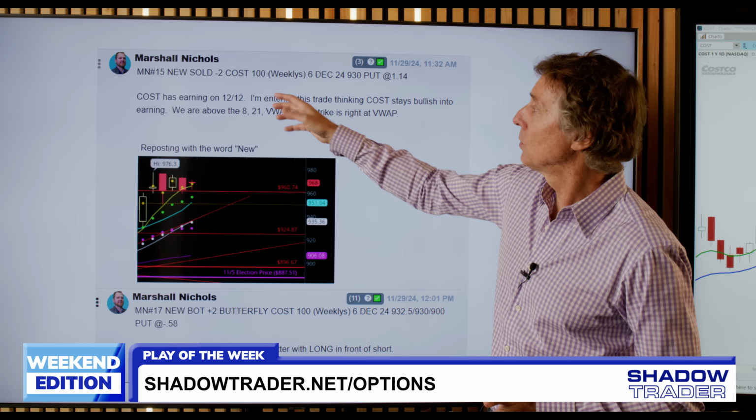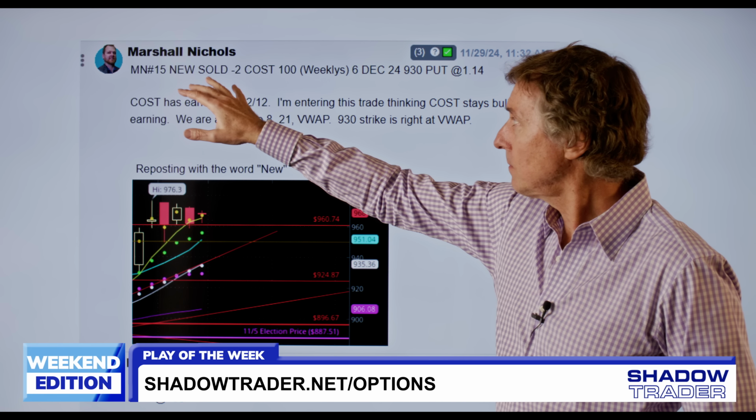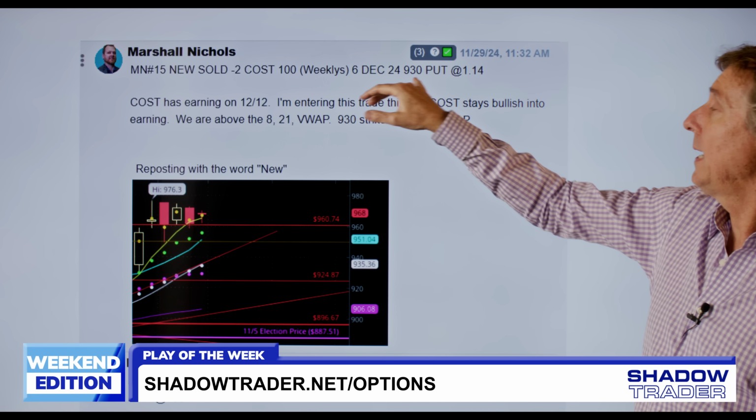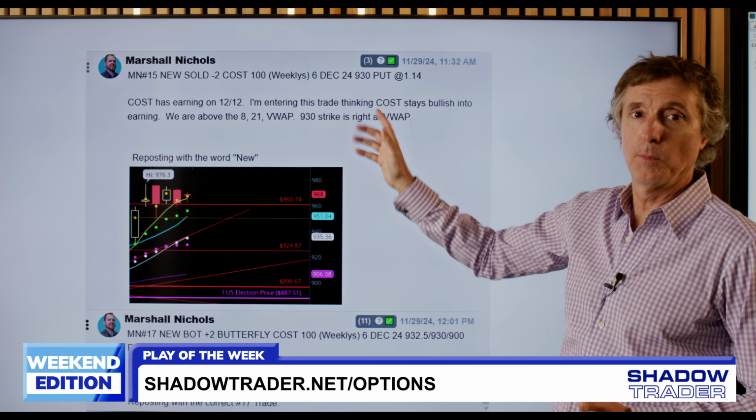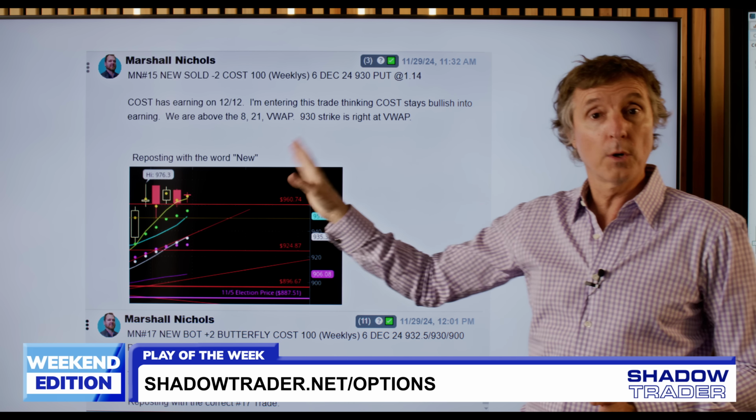And when we get into the charts, you'll understand better as to why credit collection in Costco for next week makes sense. You can see Marshall, when he put out the alert here, he sold 2 naked puts at the 930 level for $1.14 premium. Okay, so that was the original trade, which works on its own.